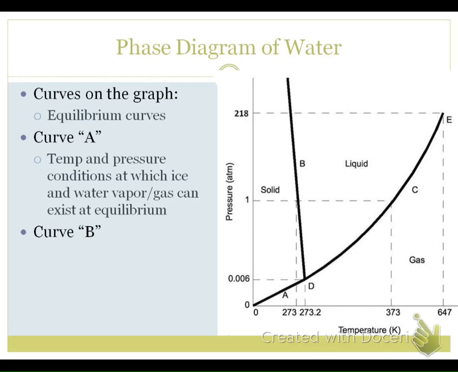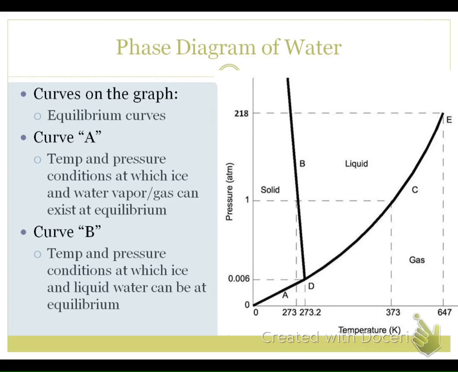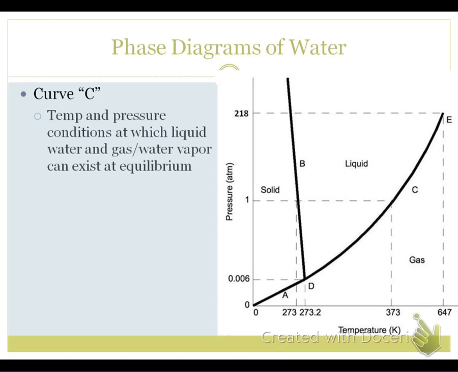Curve B, which two phases would be at equilibrium at curve B? Solid and liquid. So curve B is the temperature and pressure conditions at which the solid and the liquid phases would be at equilibrium. And then can we take a wild guess at curve C? Gas and liquid. If we look at curve C, that means our gas and our liquid phases would be at equilibrium.